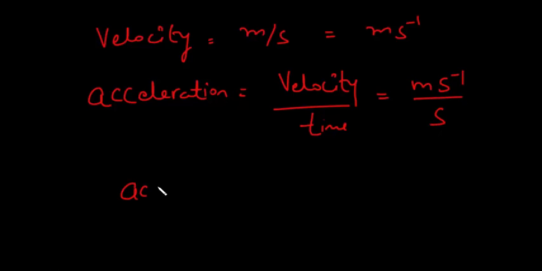So the unit of acceleration is meter second minus 2. And we can derive for anything, like for pressure. Let's take the example of pressure.